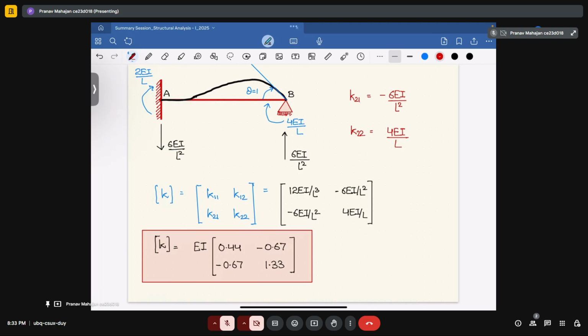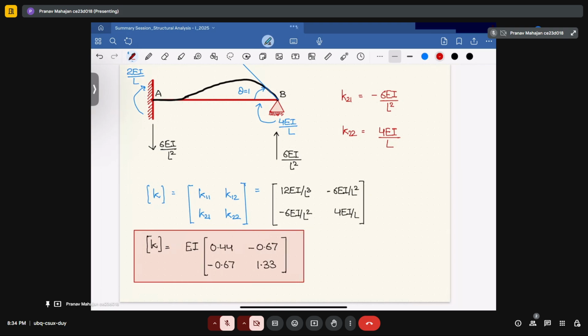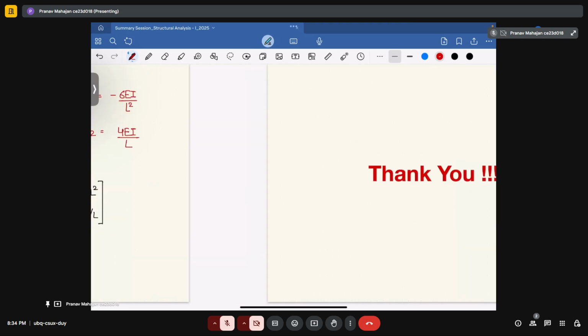Okay, now this will give you a stiffness matrix. In this case you can see that this stiffness matrix is a square matrix and it is also symmetric. That means when you transpose this matrix, you will get the same matrix again. Okay, this is how you will determine the stiffness matrix, and this will complete your course regarding structural analysis.